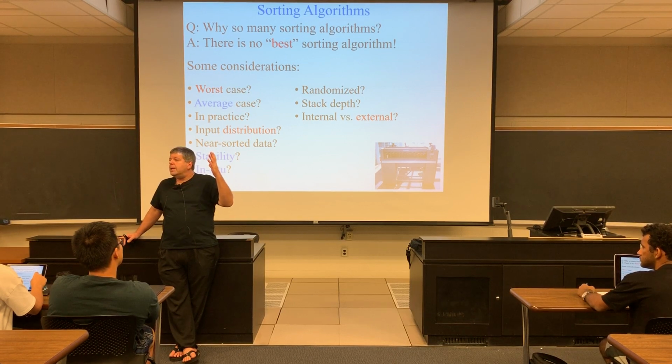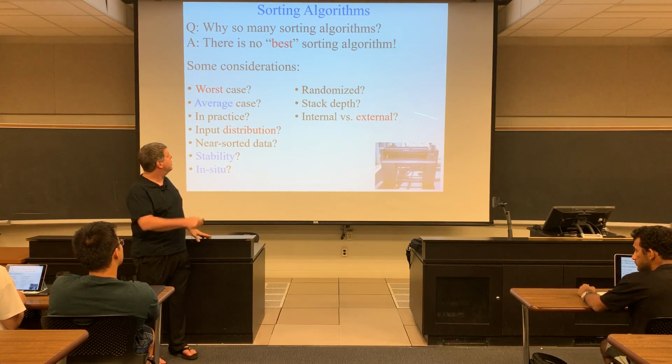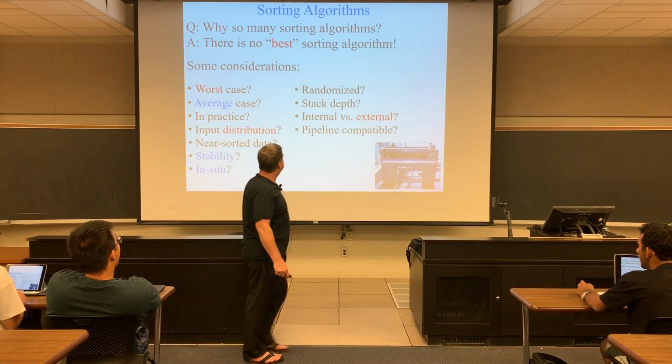But 7 orders of magnitude, it's huge. It's not just 10 times or 100 times or even 1,000 times. It's millions of times slower. So it's very, very important whether it's an internal or external kind of sort.